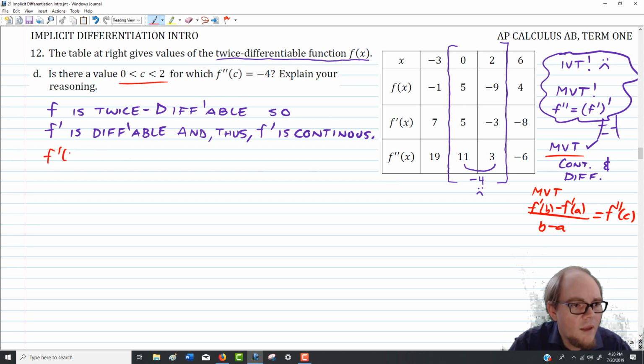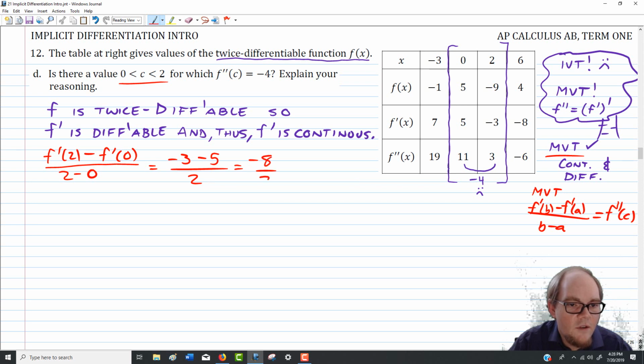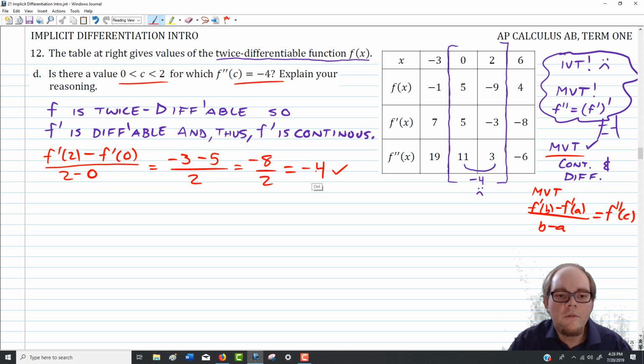So we can say now that we want to consider f prime of 2 minus f prime of 0 over 2 minus 0. That's going to be equal to, let's see, f prime of 2 is negative 3, f prime of 0 is 5, all over 2, which is negative 8 over 2, which is negative 4. That is exactly what we were asked to prove.